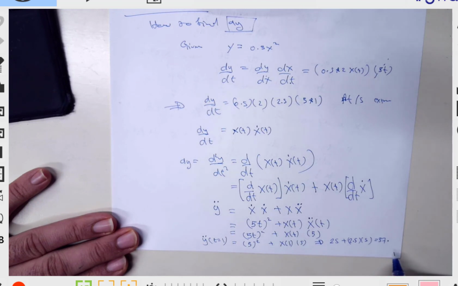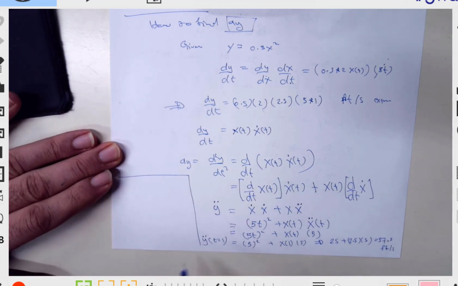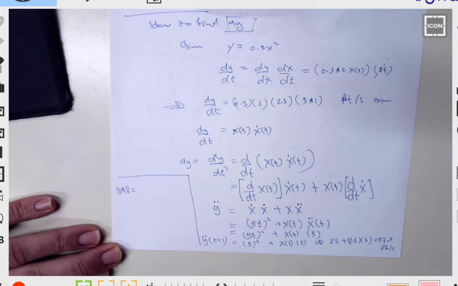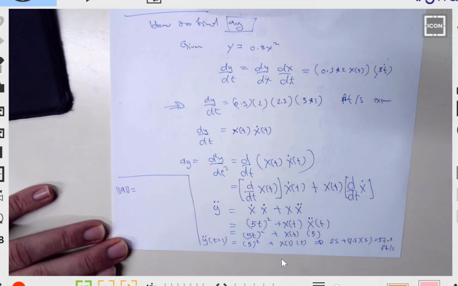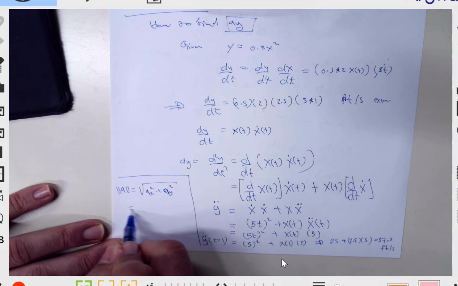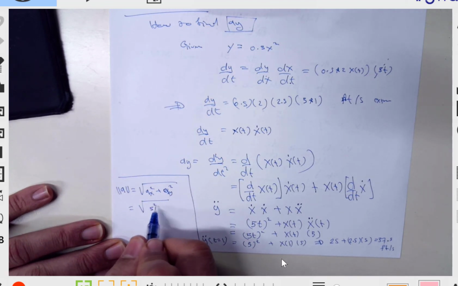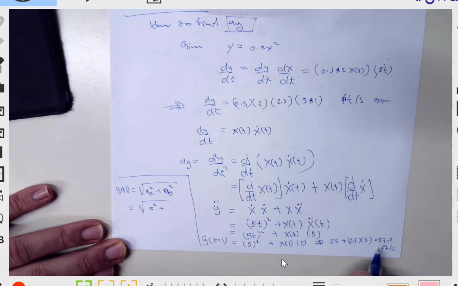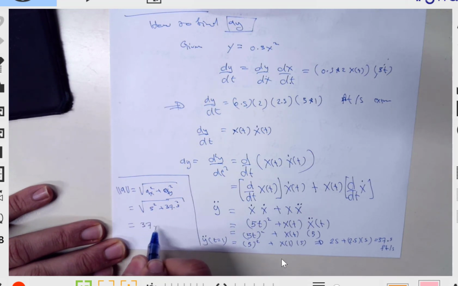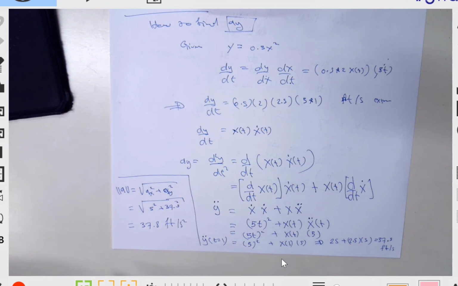And that's going to be equal to 37.5 feet per second squared. So finally, and allow me to use this corner, the norm is equal to the square root of ax squared plus ay squared, and ax squared we already found is 5 squared, plus ay squared, which is what we just found here, 37.5 squared, and that's going to be 37.8 feet per second squared. So that's the magnitude of the acceleration.